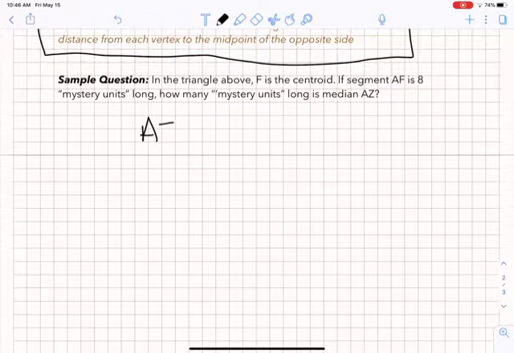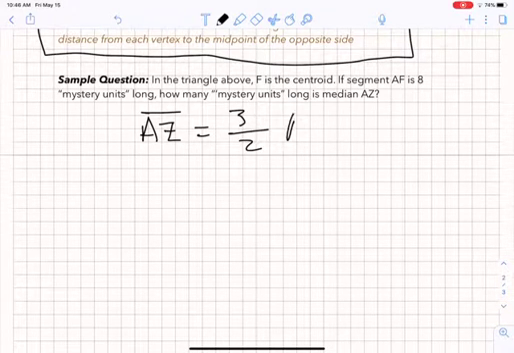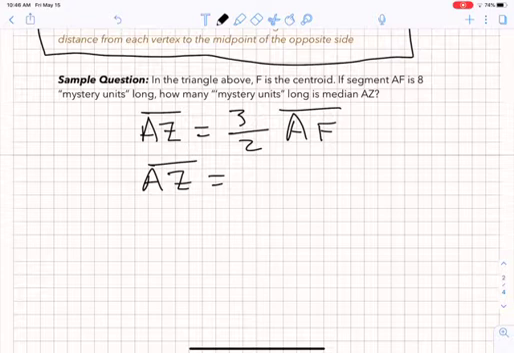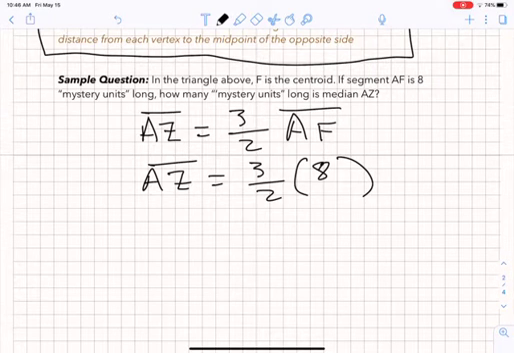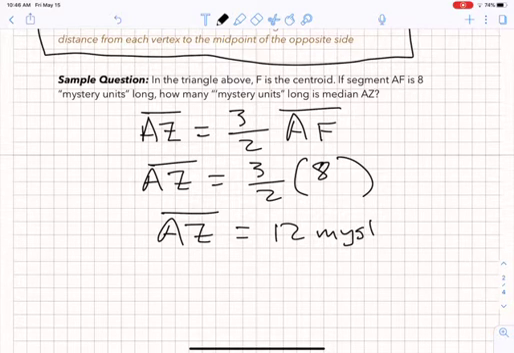AZ equals 3/2 AF. So AZ equals 3/2 of 8. And so AZ equals 12 mystery units.